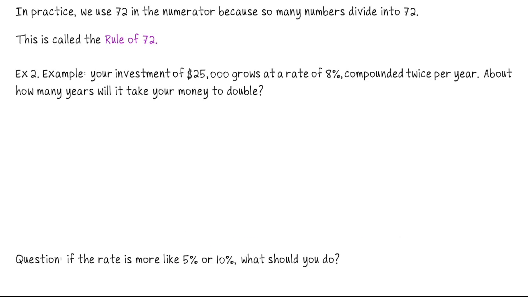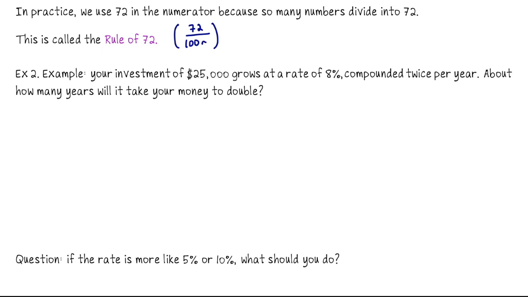So in practice, we often use 72 in the numerator because so many numbers divide into 72. You have 2, 3, 4, 6, 8, 9, etc. A lot of numbers divide into 72, which can lead to faster mental math. So 72 divided by 100r, or in other words, 72 divided by the percentage form of your rate, is what we call the rule of 72.